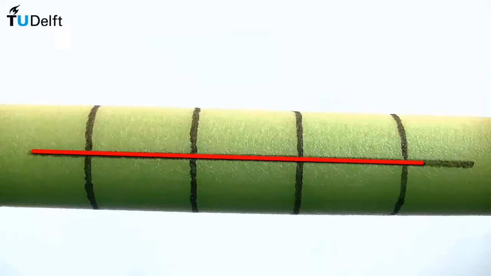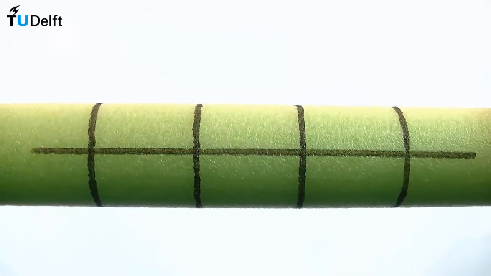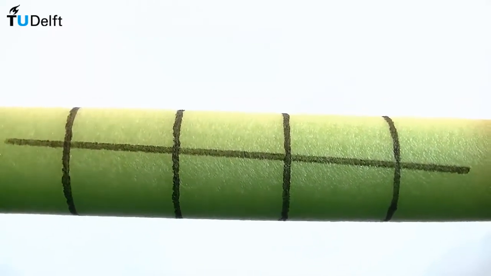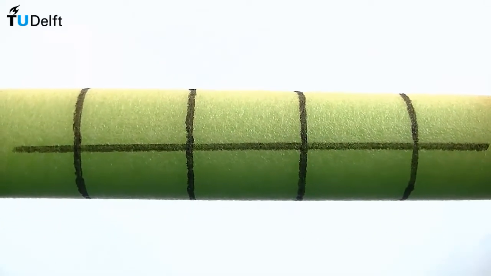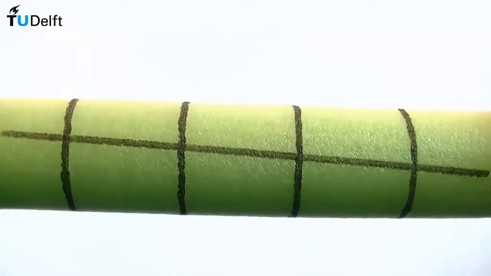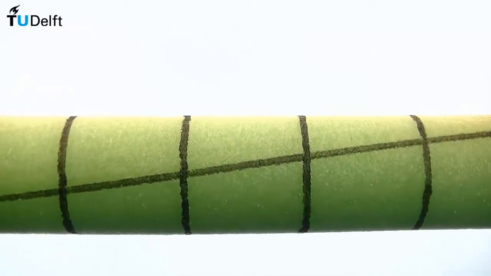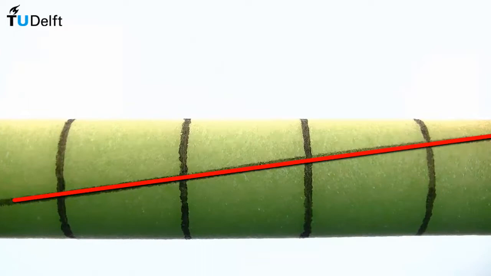Observe what happens to these lines when subjected to an alternating twisting moment. 2 observations can be made. First, the circumferential lines rotate but do not displace or distort. Secondly, the line along the axis of the tube rotates through an angle but remains straight.